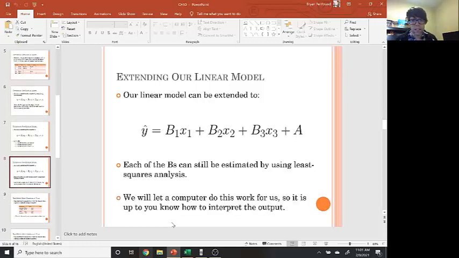And essentially, by extending out the model like this, we can now allow Microsoft Excel to estimate these slope numbers, b1, b2, and b3. And we can still do that using a least squares kind of analysis, which is the analysis that we've been using for our regular linear model. But now we've kind of moved out of the realm of something that's easy to do by hand. So we're going to let Excel deal with it, and we're going to learn how to interpret the output that Microsoft Excel will give us.